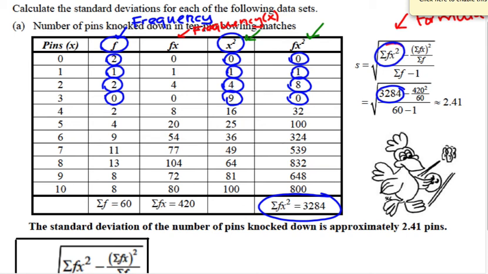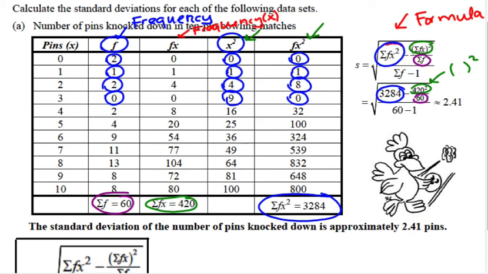3,284. Then the next thing is we're going to subtract the sum of f of x, all squared. So we take that 420, and that goes right here, but we have to square it. Then the next thing is we're going to divide it by the sum of the frequency, which is right here, 60. Holy cow, this looks like a lot, but it's not too bad.